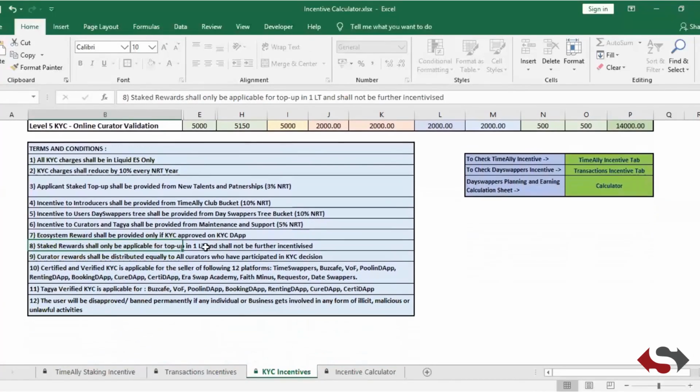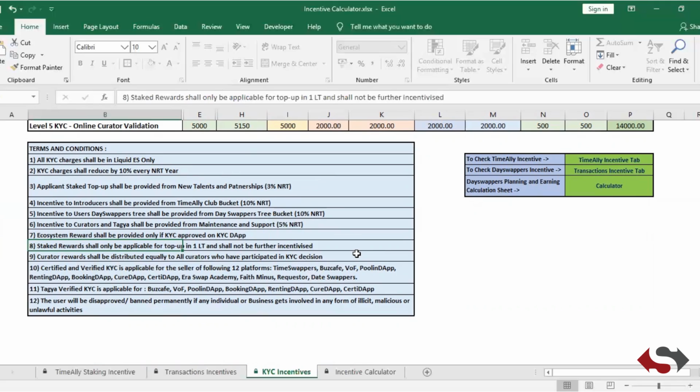Also, the ecosystem reward shall be provided only if KYC is approved on KYC Dev. If you don't have your KYC approved, then you shall not be receiving the reward. Staker's reward shall only be applicable as top up in one lifetime and shall not be incentivized. All the stake rewards, whichever you are getting, are only applicable as top up, and you won't be incentivized on those. Only on the liquid incentives you will be incentivized. Curator rewards shall be distributed equally to all curators who have participated in this KYC decision.